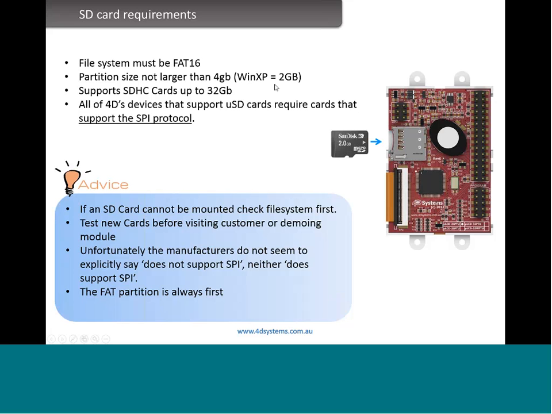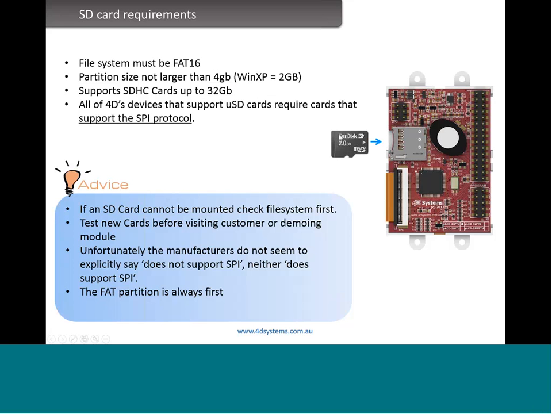Originally, the maximum partition size would have been 2 GB. This is why you see pictures of 2 GB micro SD cards everywhere. But actually, we support SDHC cards up to 32 GB. With newer operating systems like Vista and upwards, you're able to format FAT16 partitions up to 4 GB. The rest of the 32 GB, for example, or 8 GB, you can use as a raw area of the SD card. So you can still access it.